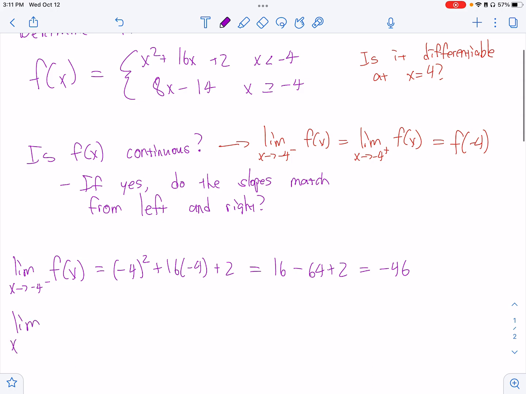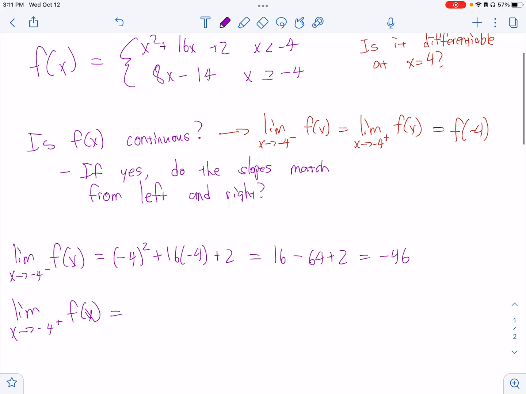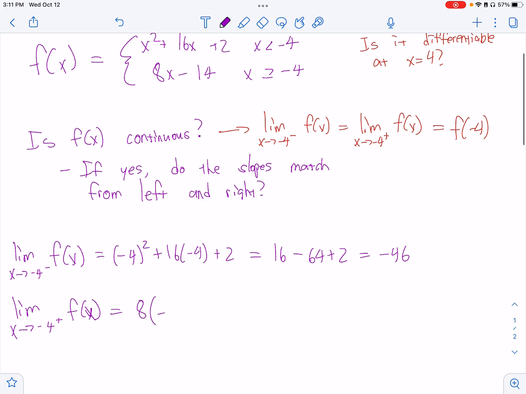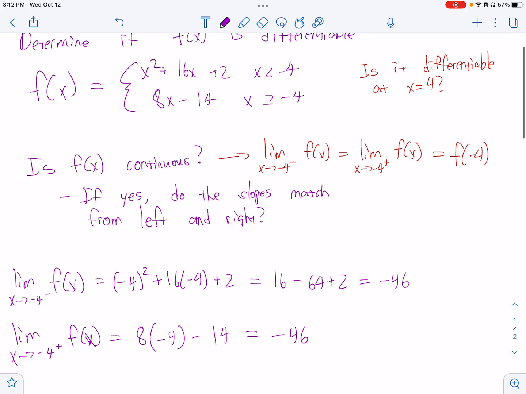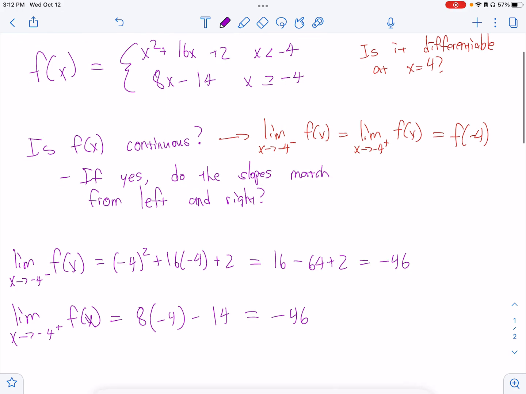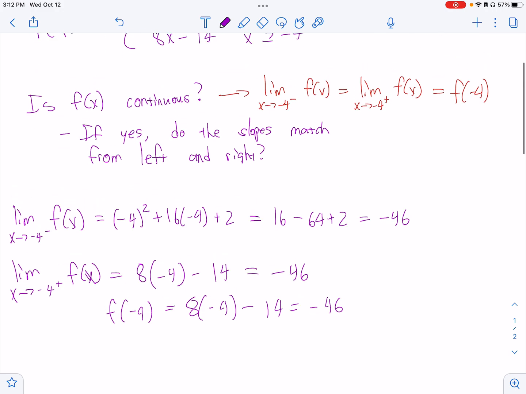And the limit as we go to -4 from the right, again, since f of x is just following the path of this line, 8x minus 14, when x is greater than -4, then as x approaches -4, it's going to be very close to this line, and that also equals -46. And I just need to really quickly check f of -4 is also 8 times -4 minus 14, -46. So it is continuous.